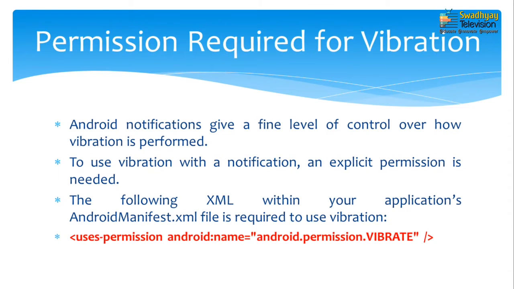To use vibration with a notification, we require an explicit permission, and the permission is shown in a red line on your screen. It is android.permission.VIBRATE, and this line must be included in your manifest file in order to use vibration.